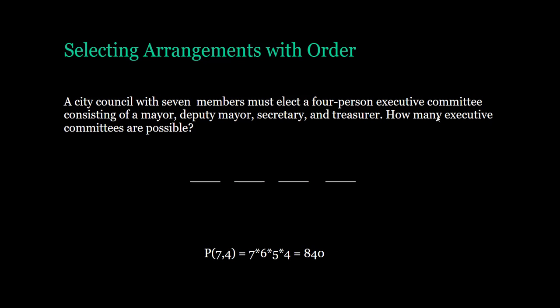Here the question is, how many executive committees are possible? Again, you can think of this as a counting problem. There are 4 people that we need to choose. There are 7 people to choose from for the mayor position, then for deputy mayor we'd have 6 people to choose from, secretary 5, and treasurer 4. So you can do this as a counting problem, 7 times 6 times 5 times 4. We multiply the number of choices for each of the options we must make. You'll notice though that this product, since it goes from 7 to 4, is a permutation. This is 7 permute 4. In your calculator, you can do this either way, and you should get that there are 840 different arrangements for this committee.